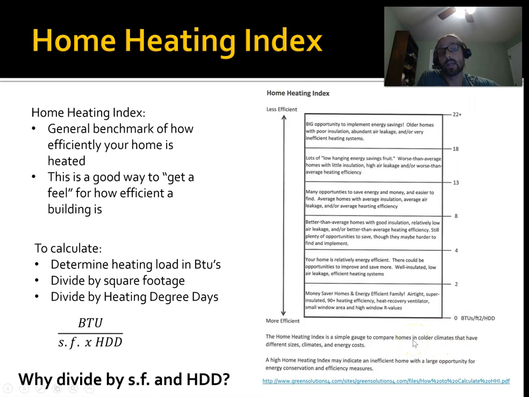So again, as the heating degree days go up, if your HHI is pretty low, that's going to drop your HHI if you're not using a lot of heat. Because that's an indication. If you have a big house in a cold climate and yet you're not using that much heat, that means you probably have a pretty efficient building. Okay, so that's kind of how that works, right?